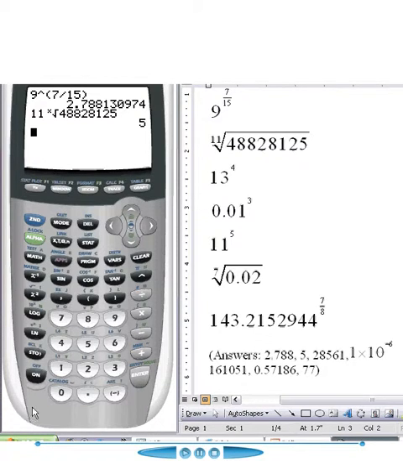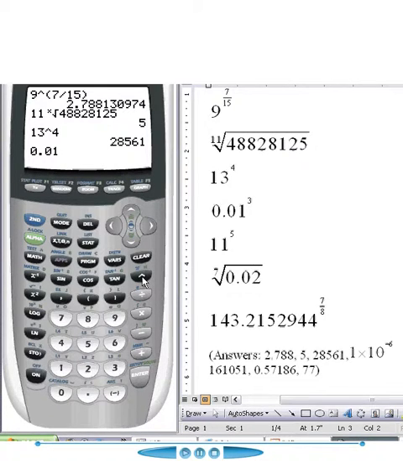Now the next problem looks fairly straightforward. We just take 13, raise it to the 4th power, and remember the key we use for raising to a power is the hat sign, 4, and that gives us our next answer. Now we want to take something that's less than 1 and raise it to a power, but that shouldn't cause us any difficulty.